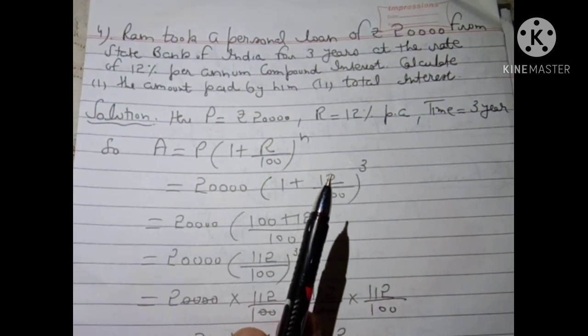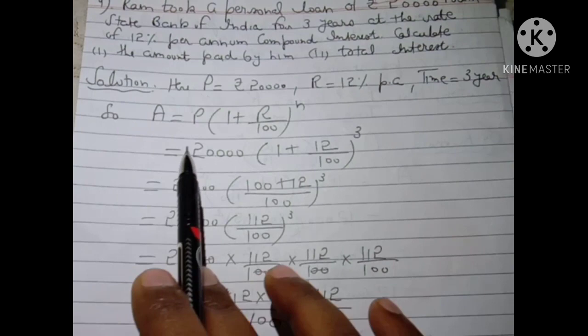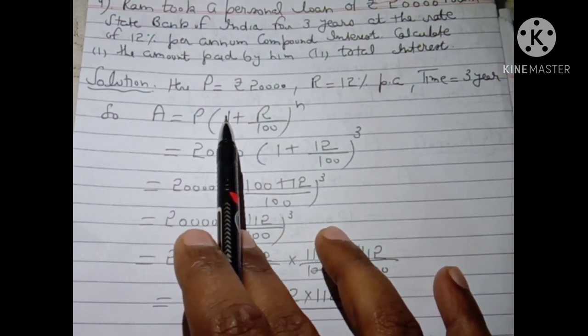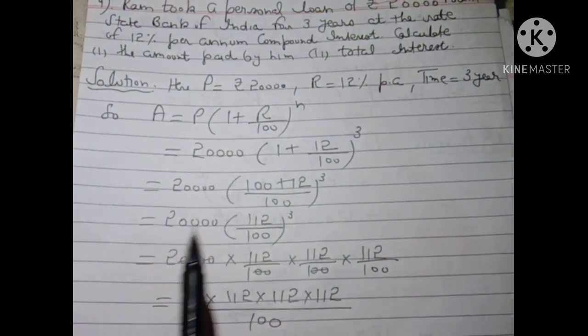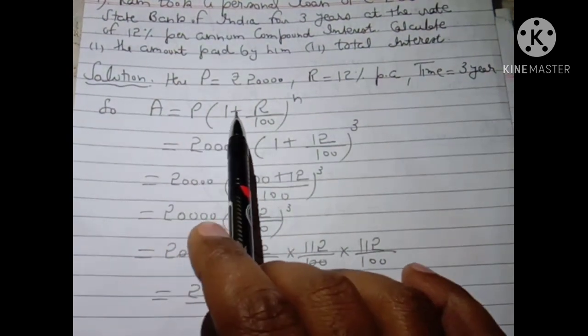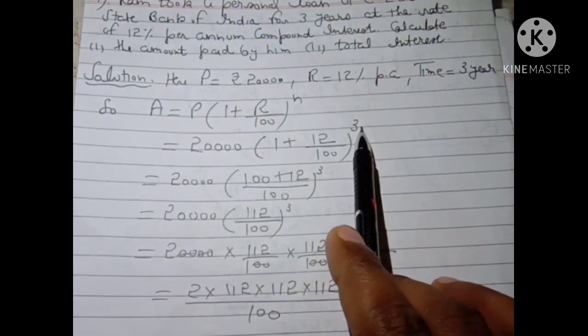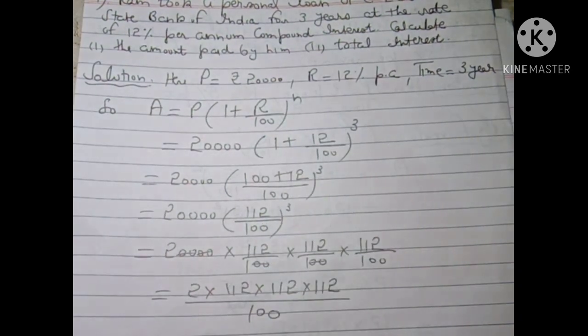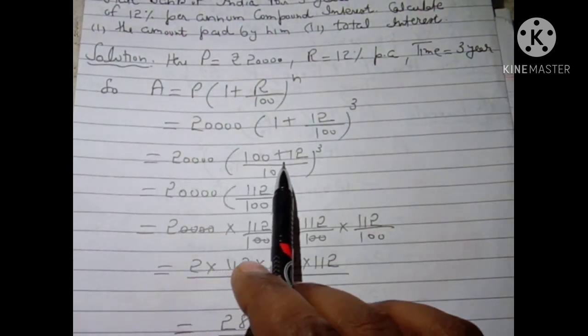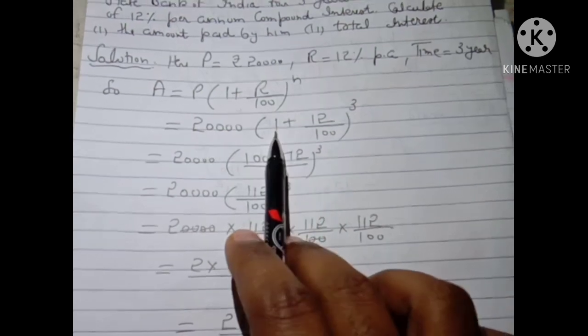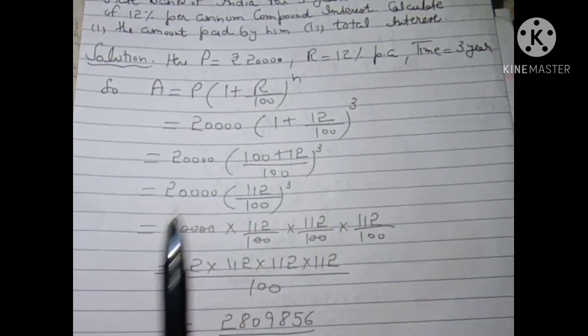Okay, how can we find the value of amount? That is A is equal to P into 1 plus R over 100 raised to power n. Now see, P is 20,000, then 1 plus the value of R, which is 12 over 100, and the value of n is 3. So in the next step, 20,000 and now we have to take the LCM. 100 into 1 is 100, plus 12 over 100 raised to power 3.